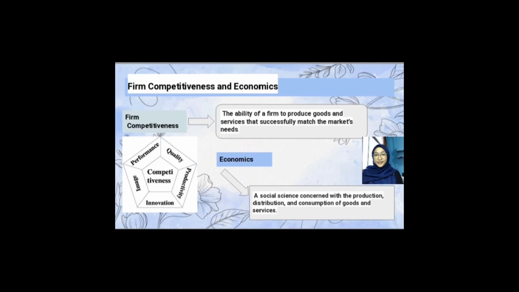My name is Noaintara Ventrona. I would like to explain about firm competitiveness and economy. Firstly, firm competitiveness is the ability of a firm to produce goods and services that successfully match the market needs. The economy is a social science concerned with the production, distribution and consumption of goods and services. As you can see in the figure on the slide, competitiveness is divided into performance, quality, productivity, innovation and image.